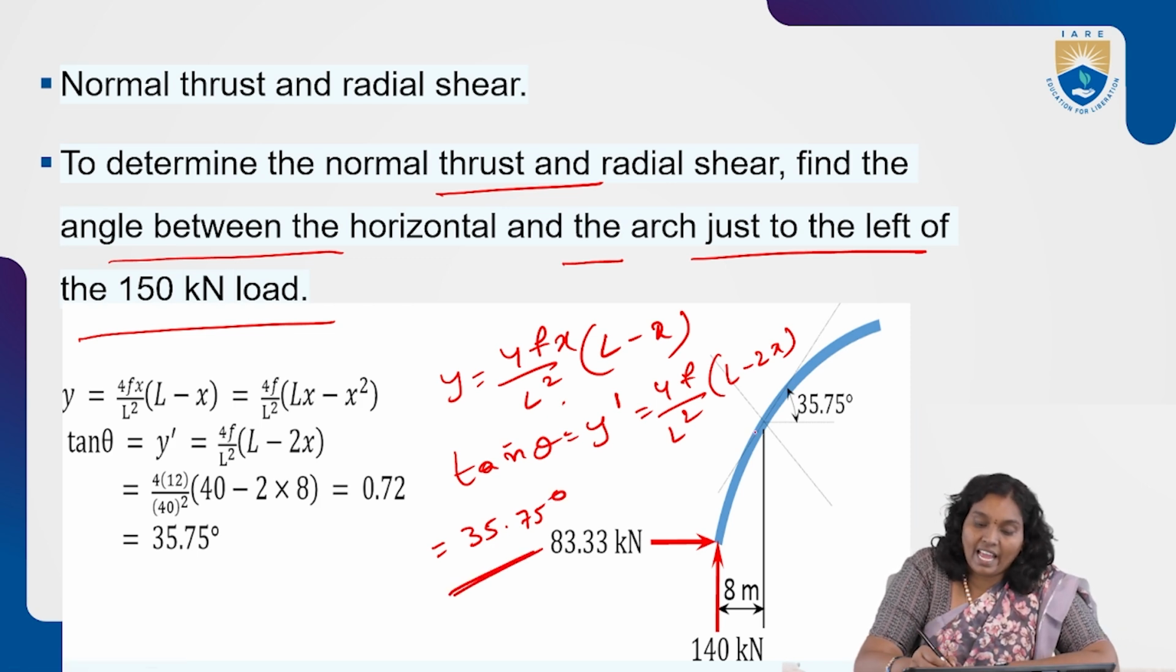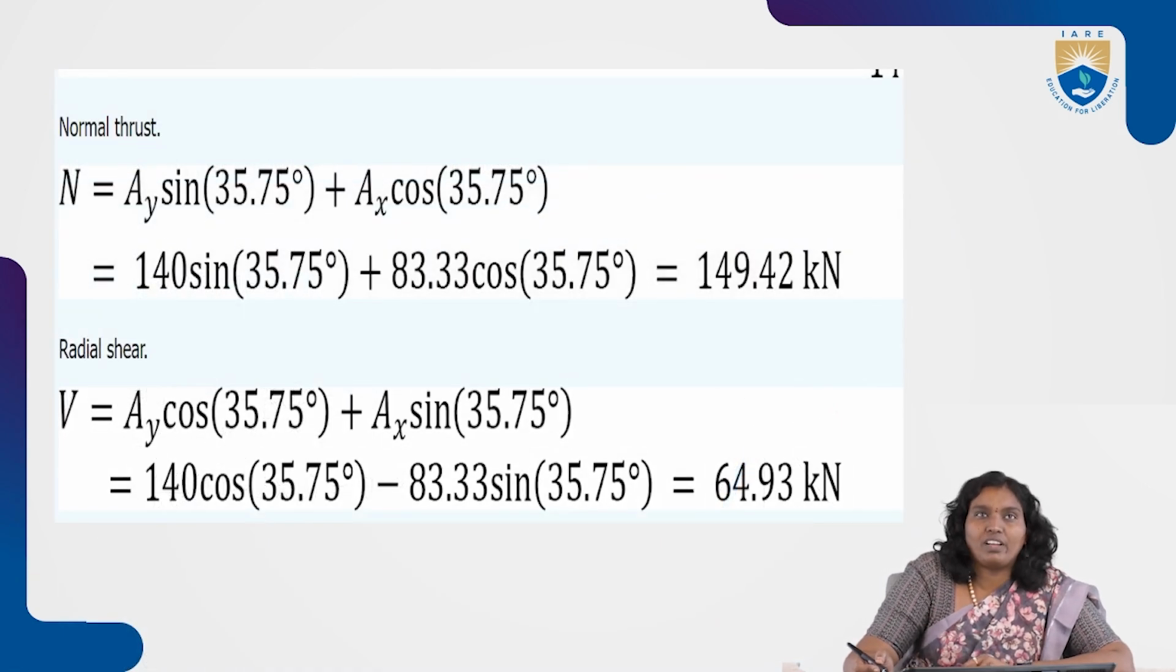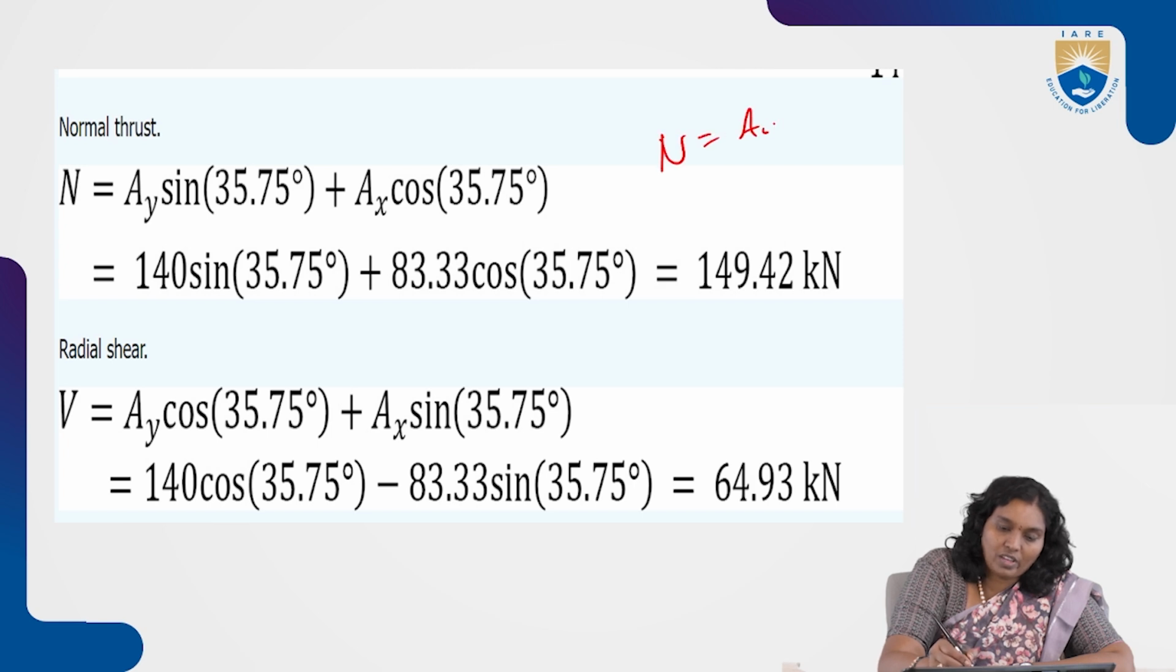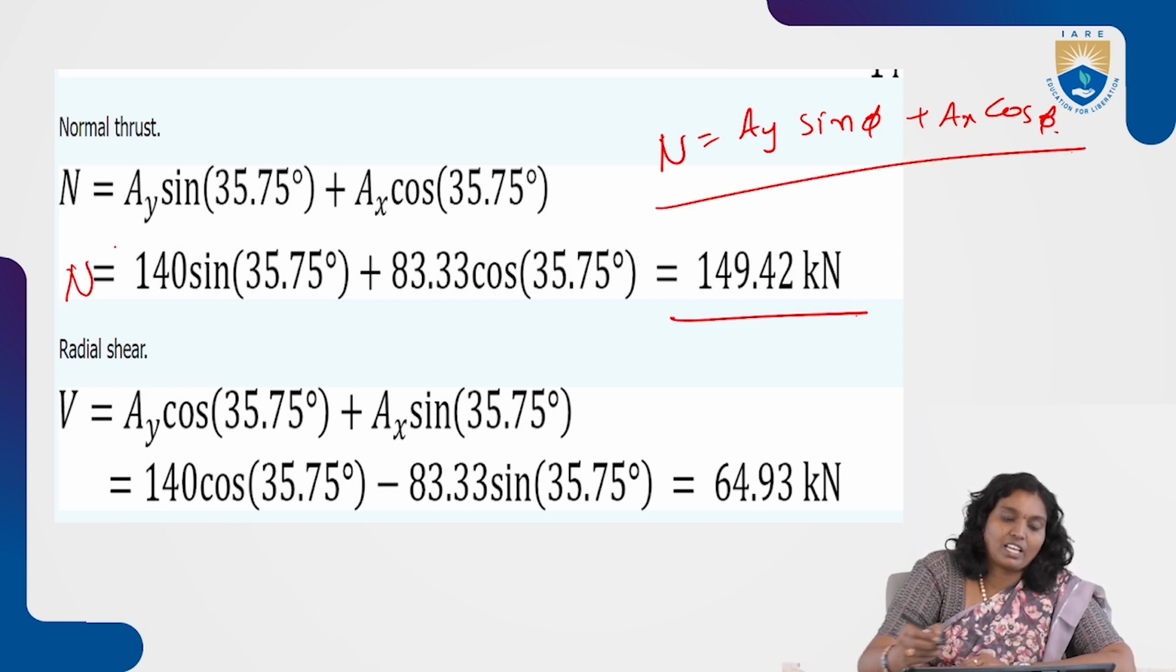After knowing the angle, then only we are going to find out the normal thrust. So this is the formula for normal thrust. We substitute the formula. Normal thrust is equal to Ay sin phi plus Ax cos theta. We substitute the values. Finally we will get the normal thrust after calculations.